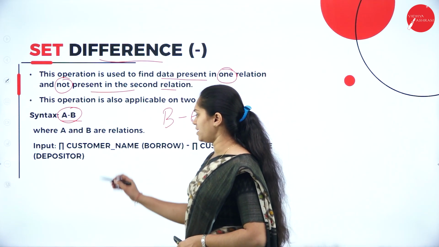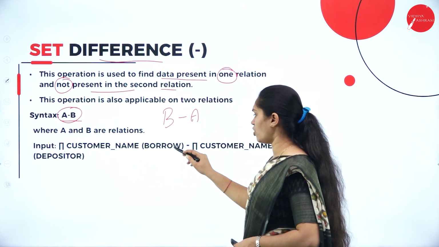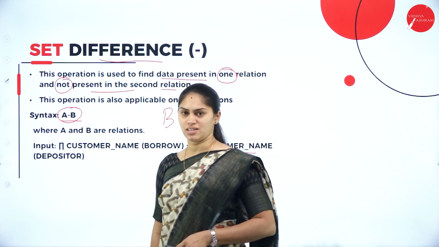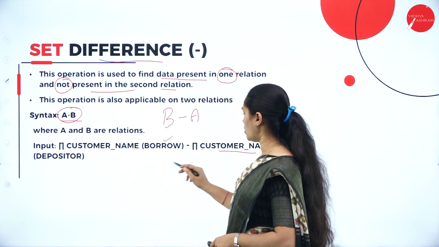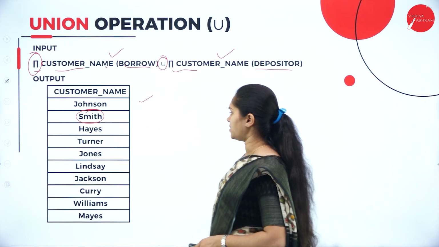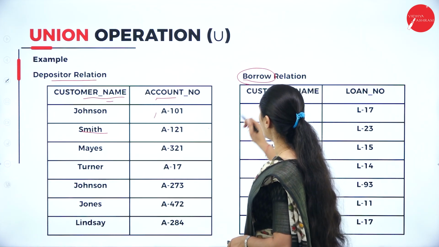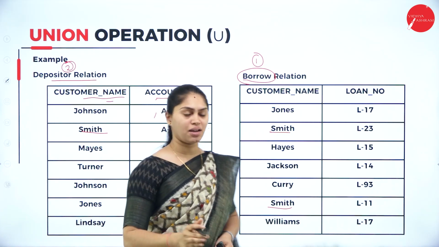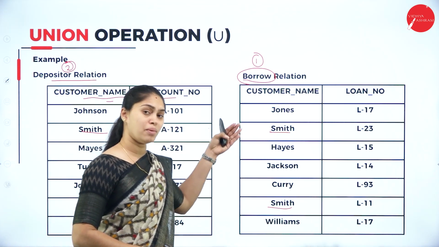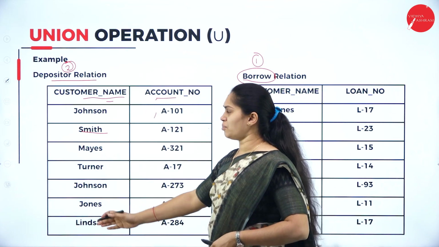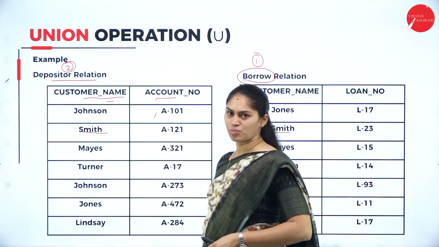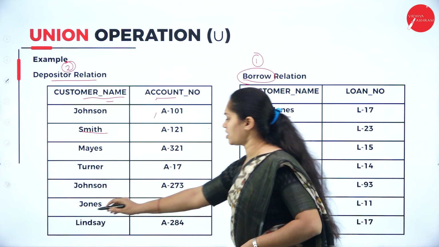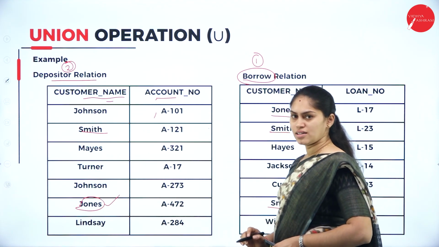You can see the example here. Projection operation customer name of borrow minus projection operation customer name of depositor. So what is the first relation? Borrow. Second relation is depositor. You can see the example. So borrow is the first relation, this depositor is the second relation. The name which I have in the borrow relation but which is not present in this depositor relation will be the output here. Okay, here we have a Johns but Johns is not here. So here also we have a Johns. So it will come as an output.